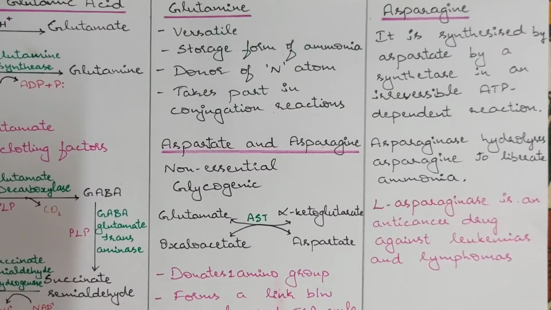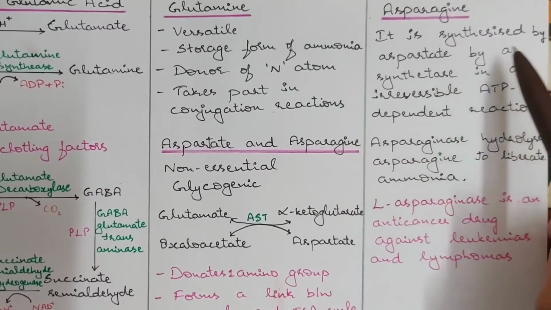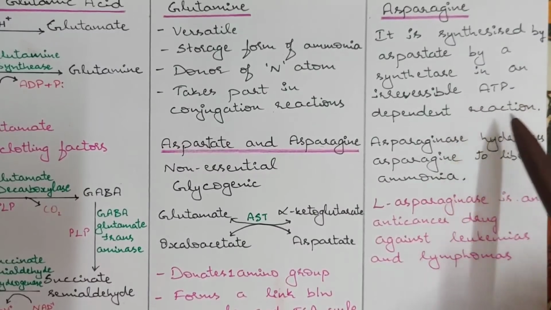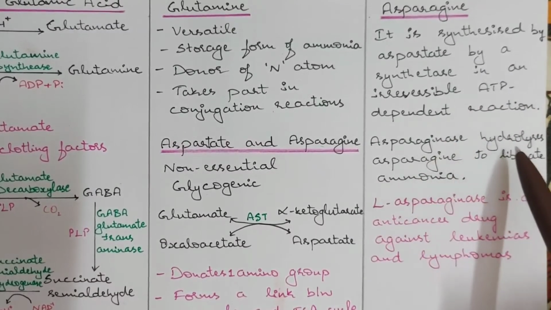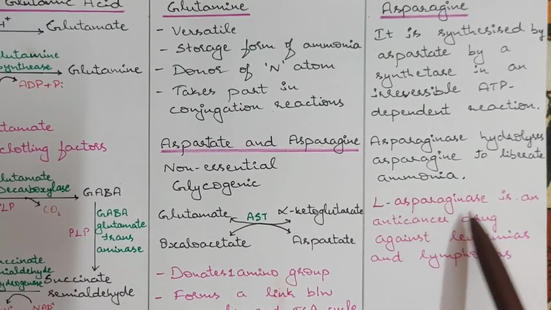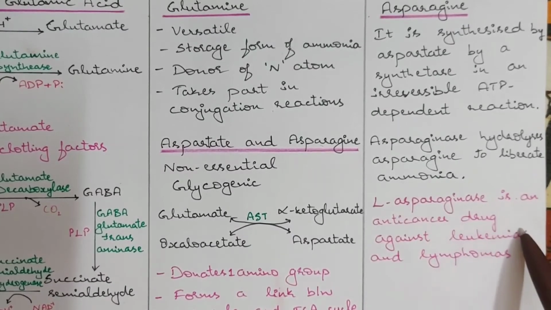Now let us study about asparagine. It is synthesized from aspartate by asparagine synthetase in an irreversible ATP dependent reaction. Asparaginase hydrolyzes asparagine to liberate ammonia. L-asparaginase is an anti-cancer drug against leukemias and lymphomas.